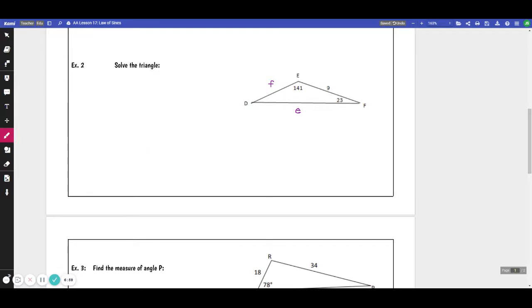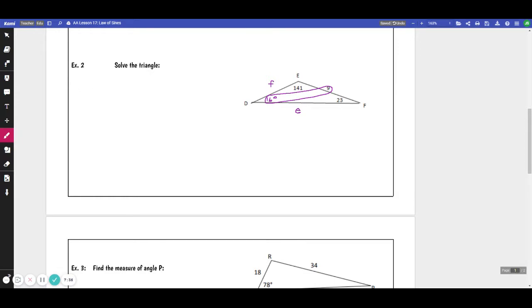In this one, though, we already know two of the angles of a triangle, and I know that the angles of a triangle add to 180. So 180 minus 141 minus 23 is 16 degrees. So I do have enough information to get that other corresponding angle. So now I have that corresponding pair of angle and side. That is enough to do law of sines. So it'd be a great place to pause and see how you do on this and see if you can solve for E and F.